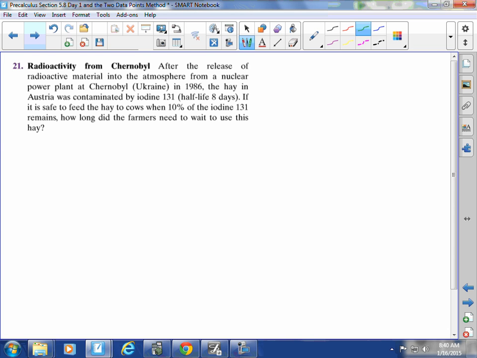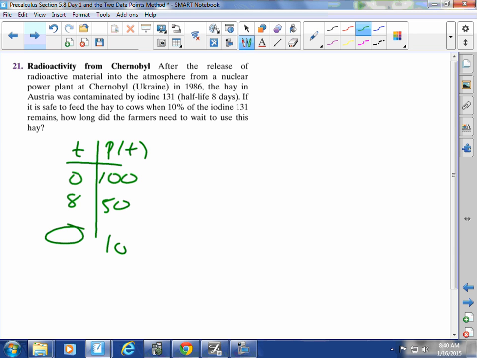So here's what we have. We've got a substance, iodine-131, and it's got a half-life of 8 days. So somehow this iodine ended up in Australia. Well, on the first day, 100% of it was there. What percentage of it was there after 8 days? 50%. And this question is saying, how long until we can get that down to 10%? Because after 10%, it's going to have decayed away enough that we can feed this hay to the cows.